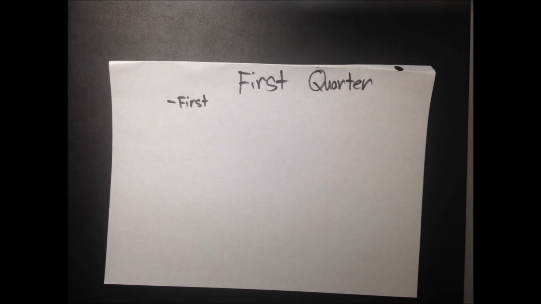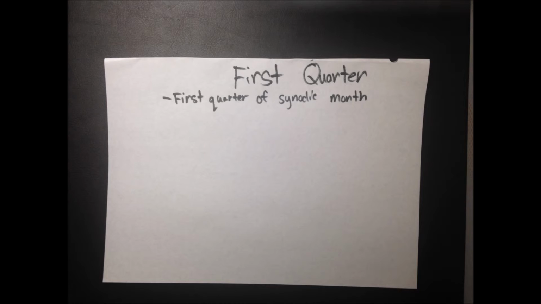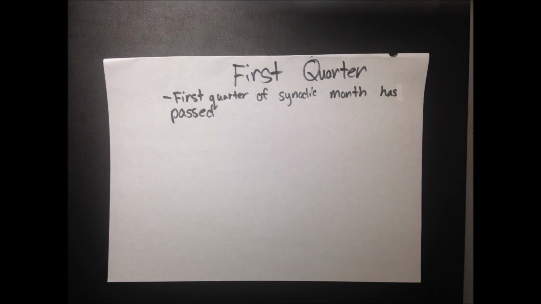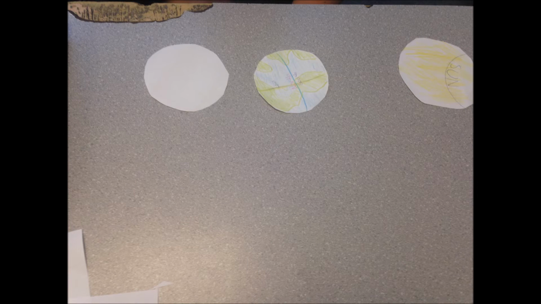Next we have the first quarter. Eventually people on Earth will be able to see half the moon's light side. It is called the first quarter because 1/4 of the synodic month has passed. Now we have a full moon. During this time, the Earth is between the moon and the sun. The entire sunlit side of the moon can be seen.